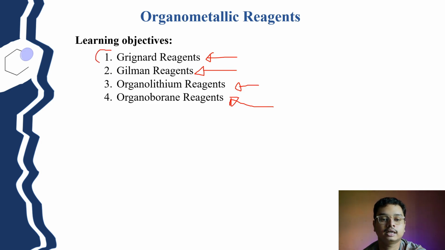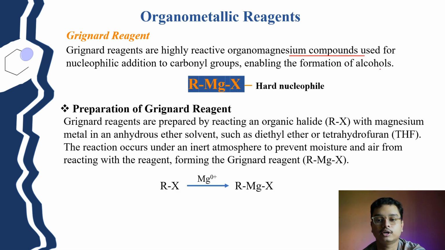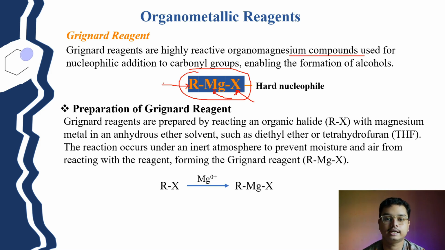So we initially start our discussion with the Grignard reaction. This is a very famous organometallic reagent. Grignard reagents are highly reactive organomagnesium compounds used for nucleophilic addition to carbonyl groups, enabling the formation of alcohols. The structure of the Grignard reagent is R-MgX, where Mg is magnesium, X is the halogen, and R is the alkyl group. When the Grignard reagent reacts with the carbonyl compound, this R acts as a nucleophile, and the nature of the nucleophile is a hard nucleophile.